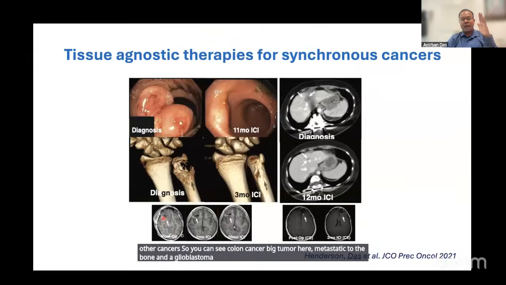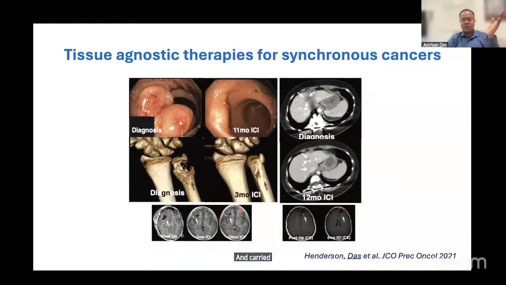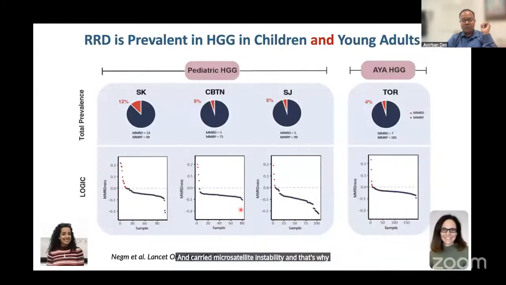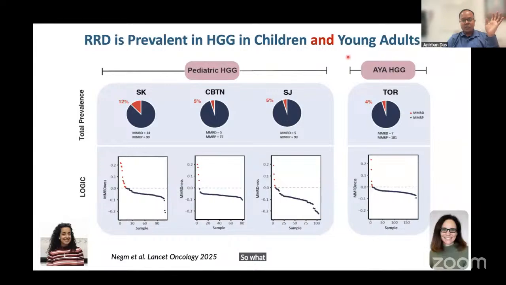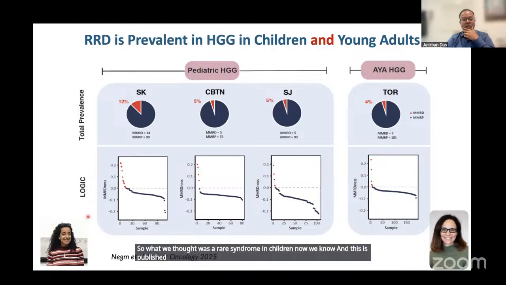But because they arise from the same biological mechanism, using anti-PD-1, all of them responded, because all of them had hypermutation and carried microsatellite instability, and that's why they were sensitive to anti-PD-1 inhibition. So what we thought was a rare syndrome in children, now we know, and this is published this year in Lancet Oncology, and this is one of the students in the lab who led this, that this mechanism may actually be much more common in Lynch syndrome.